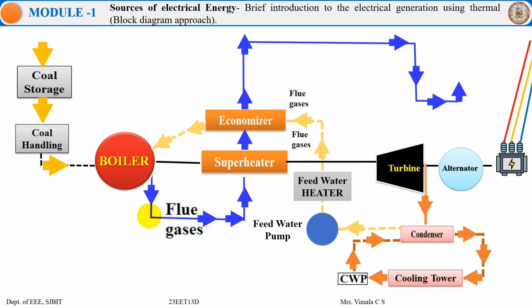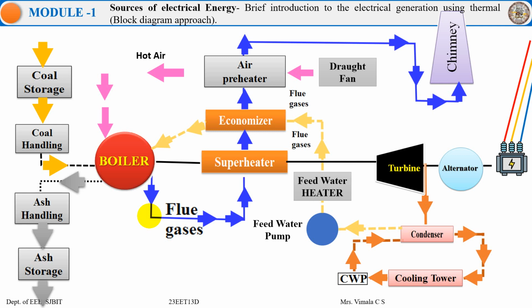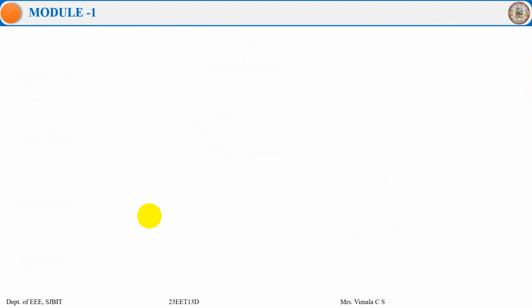Gases from the boiler escape through the superheater and economizer via the chimney. So we have a chimney also. We need an air preheater and draft fan to cool it. So hot air which is getting cooled is given to the boiler again. Ash handling, as I said, once it is burnt, has to be handled very efficiently, and it is properly disposed.